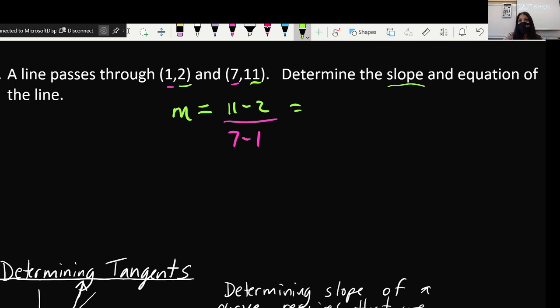Anybody? Yeah. It's just going to be 3 over 2, right? And then if we're looking for the equation of the line, do you see that when we reduce this and simplify it, we find the slope is 3 over 2. So it would be y equals 3 over 2x plus b. What's a smart, easy way for me to quickly figure out what our b value is?